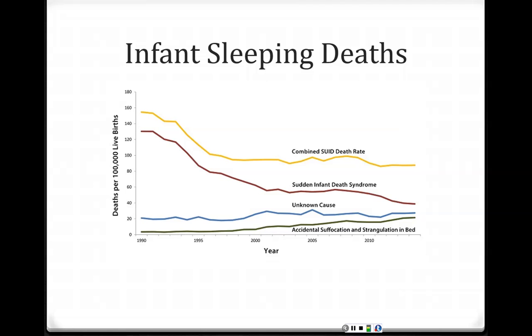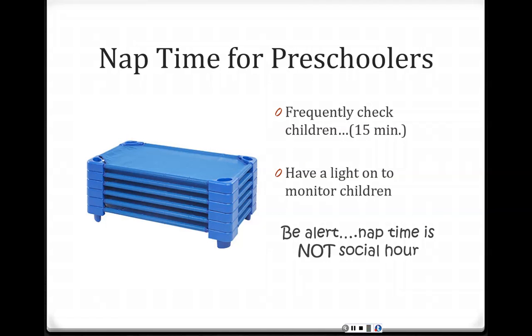Next, we're going to talk about nap time for preschoolers. We want to be sure and frequently check our preschool children. At a minimum of every 15 minutes, you should go around and look at each one of your children to ensure that they are asleep and that everything is okay with each and every child. You want to have a light on in the room so that you're able to monitor them and that you're able to see. You need to remember to be alert. Nap time is not social hour. You should not be out of the classroom visiting. You should still be in the classroom within eyesight of your children at all times.